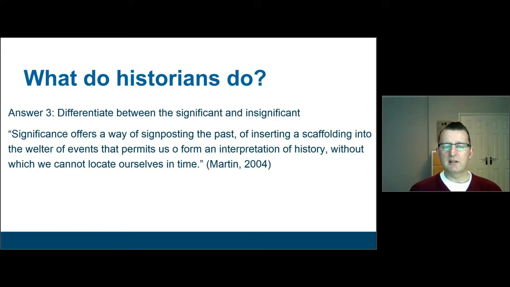So we're just saying that there's so many things happening in any period of time that we have to help the reader by making decisions about what's most significant, and then we have to justify the decision we make about why something is significant.